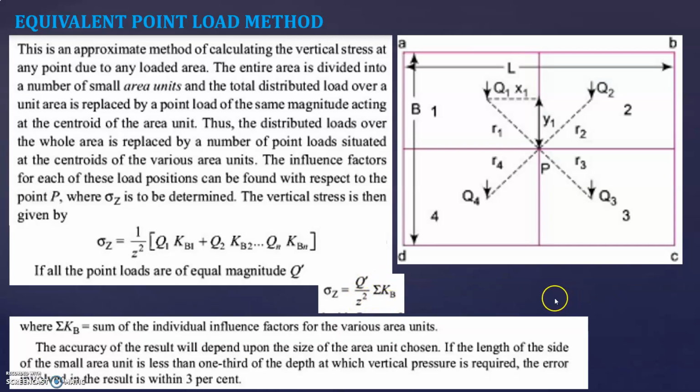So this method is very useful to find the vertical stress, where summation of KB is the sum of the individual influence factors for the various area units. The accuracy of the result will depend upon the size of the area unit chosen. If the length of the side of the small area unit is less than one-third of the depth at which the vertical pressure is required, the error involved in the result is within 3%. Okay, so this method can also be used to find the vertical stress. Here you have to remember these two equations to find the vertical stress.